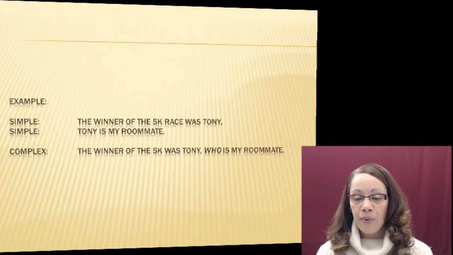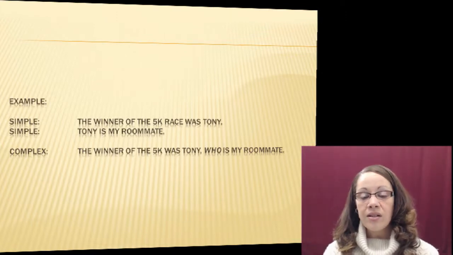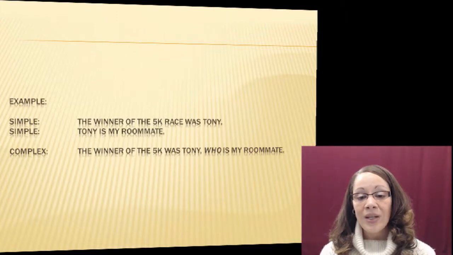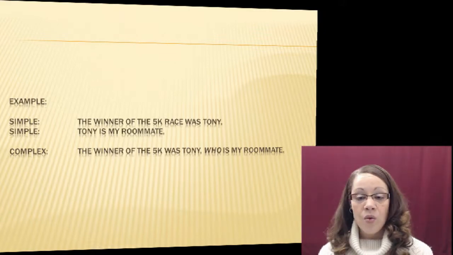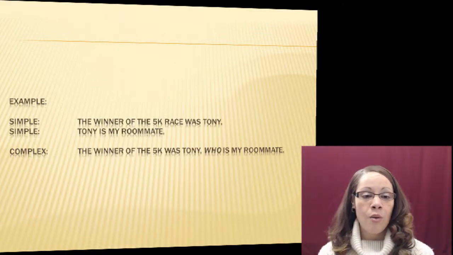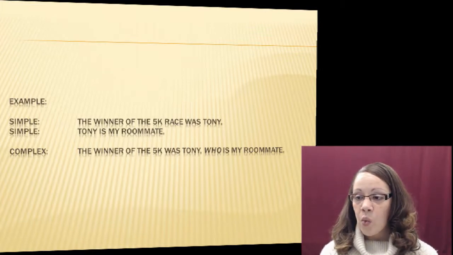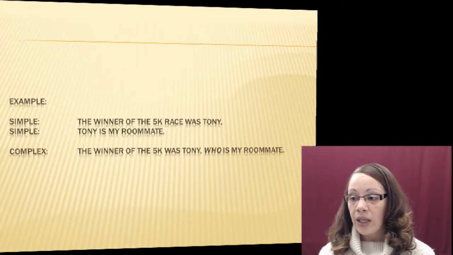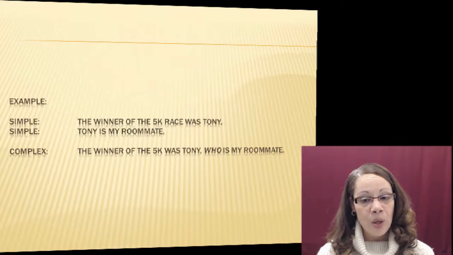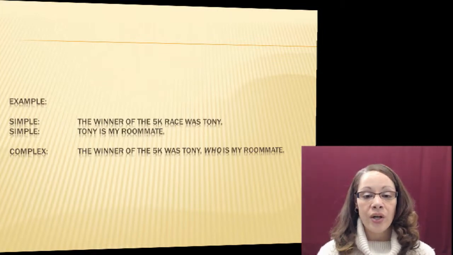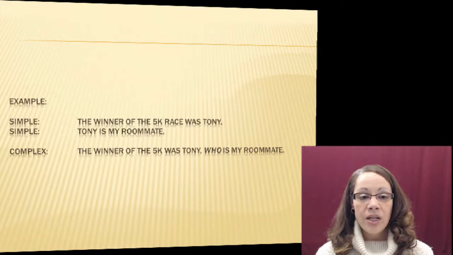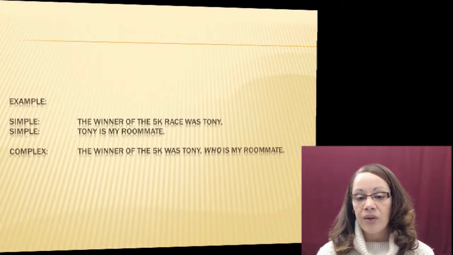Let's look at another example. So again, I have two simple sentences. I'm going to turn one into a dependent clause, keep the other one independent, and then I'm going to form a more complex sentence in that case. The first simple sentence is the winner of the 5K race was Tony. Was is my verb, who or what was. Winner was. So I have my subject of the sentence, winner. I have my verb of the sentence, was. I have one complete thought, the winner of the 5K race was Tony. So I have an independent clause.